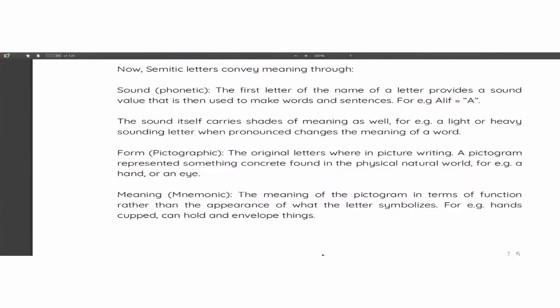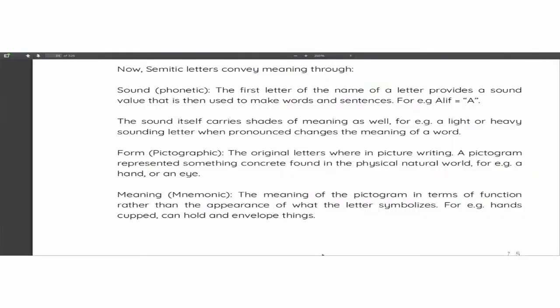Now, Semitic letters convey meaning through sound, phonetic. The first letter of the name of a letter provides a sound value that is then used to make words and sentences. For example, Alif gives us the sound A. The sound itself carries shades of meaning as well. For example, a light or heavy sounding letter, when pronounced, changes the meaning of a word.